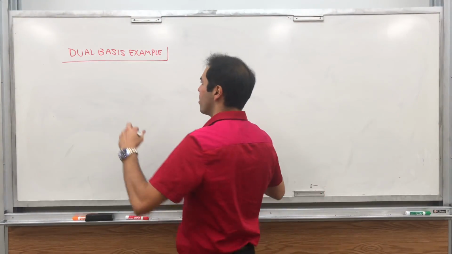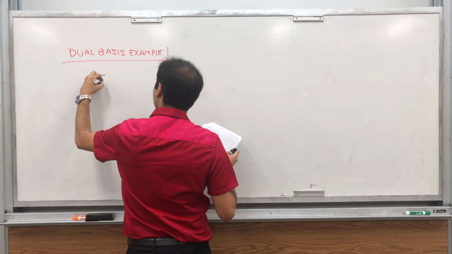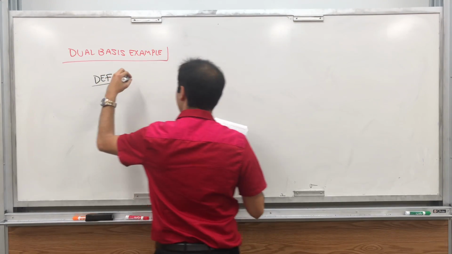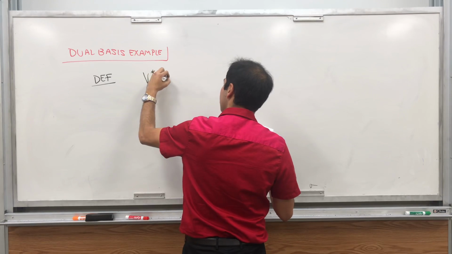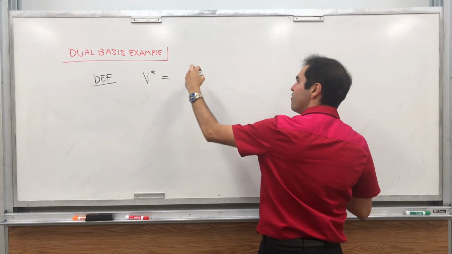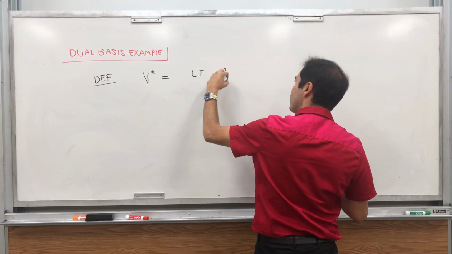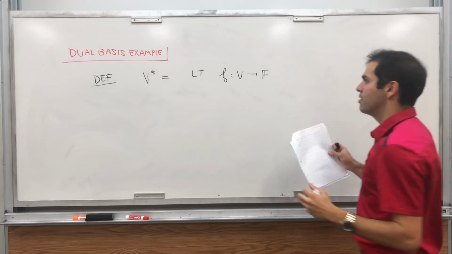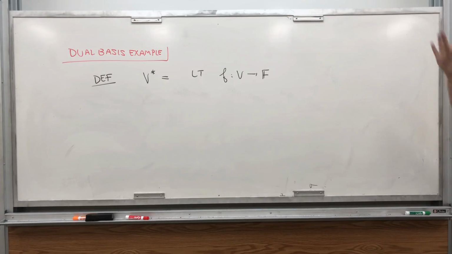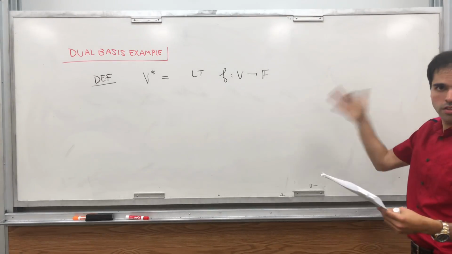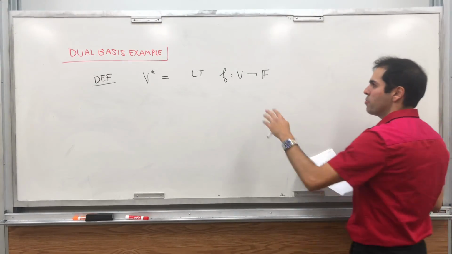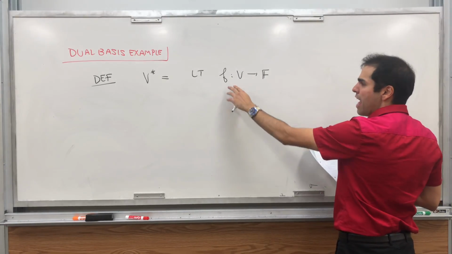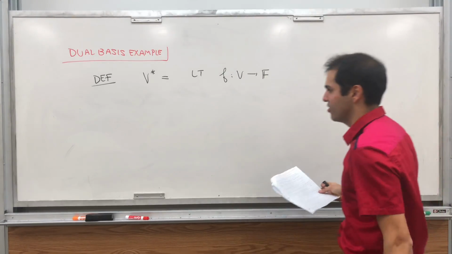Let me just recall some definitions. First of all, the dual space of a vector space V is just the set of linear transformations f from V to F. So it's a linear transformation where the output is in your field, so a real number or a complex number for us. And those f's are called linear functionals.